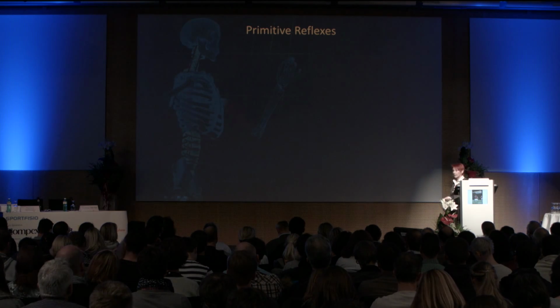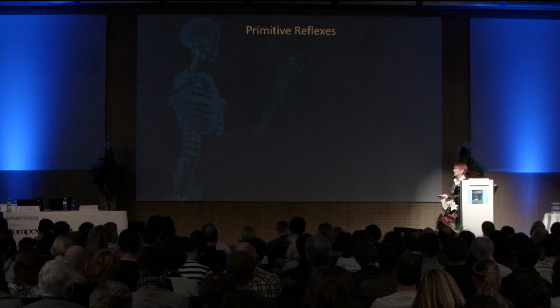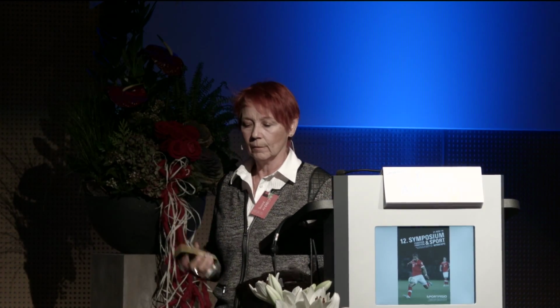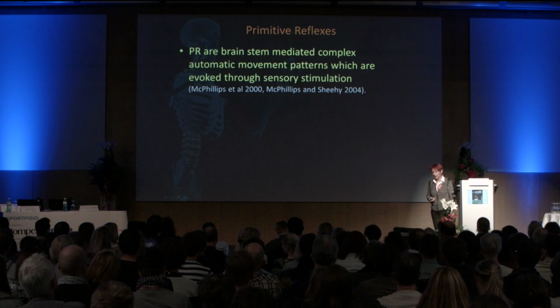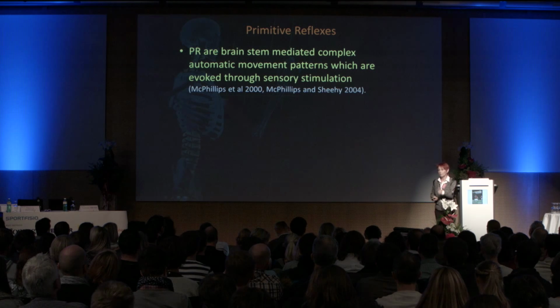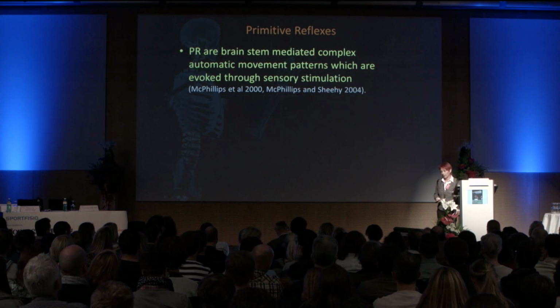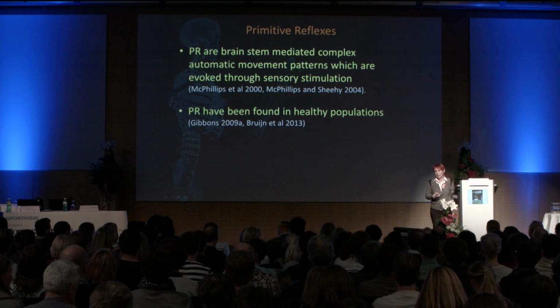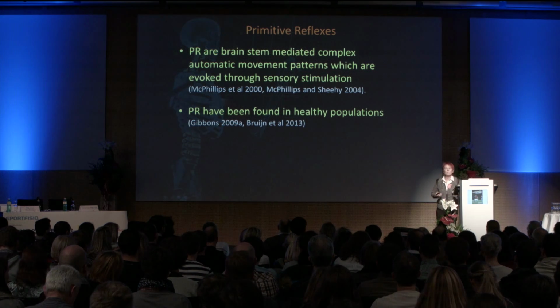Primitive reflexes are another story. It's another thing, but I really wanted to bring it today. It's something different. Primitive reflexes are brainstem-mediated, complex, automatic movement patterns, very gross, which are evoked through sensory stimulation. That stimulation can be vestibular or it can be tactile. They have been seen in healthy populations. And I guarantee if I test all of you, most of you are going to have some sort of remnants of a primitive reflex.